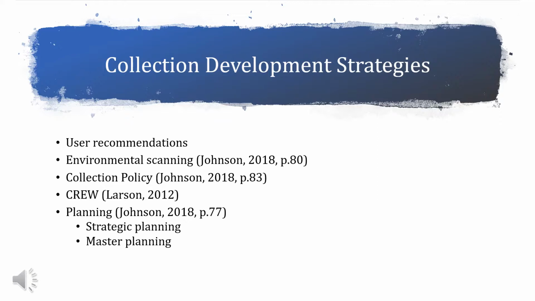Planning in general is a large part of having a functional and current collection of materials available to library users. Methods such as strategic planning and master planning aid in creating a guideline for acquisitions and materials that can be culled.